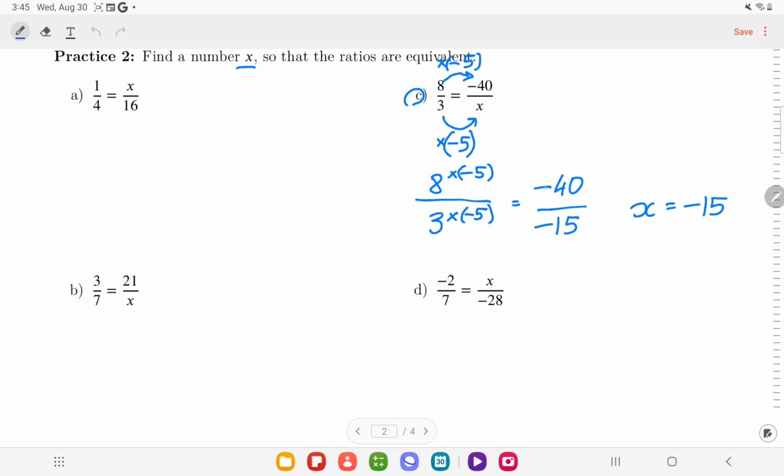It makes sense because negative divided by negative is positive, and 8 over 3 is a positive fraction. Now pause the video and complete the other questions.